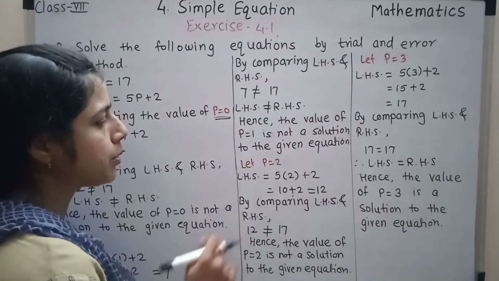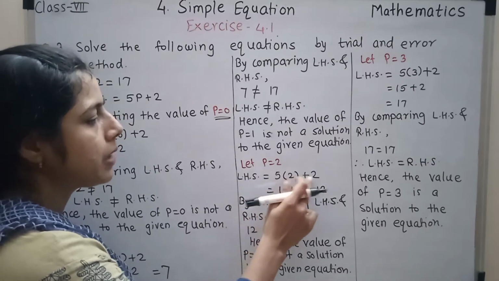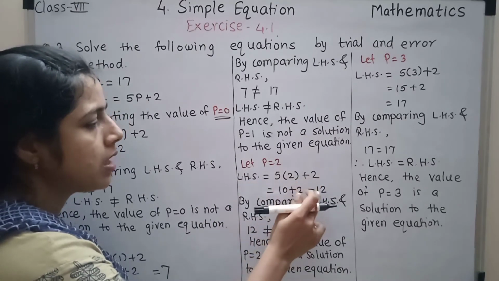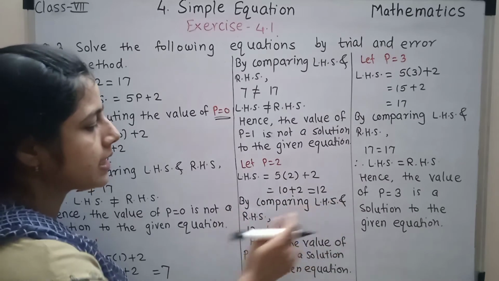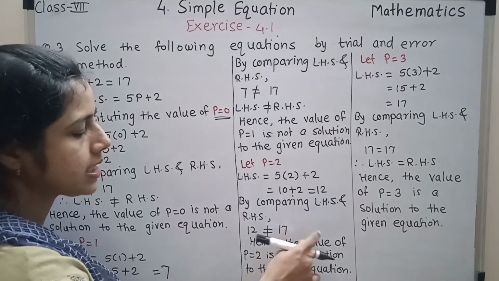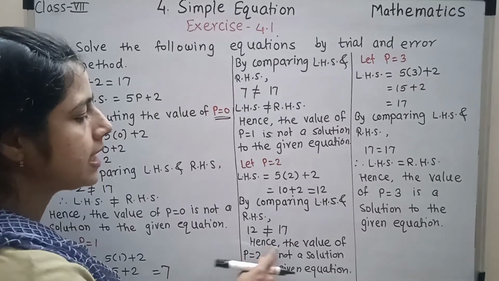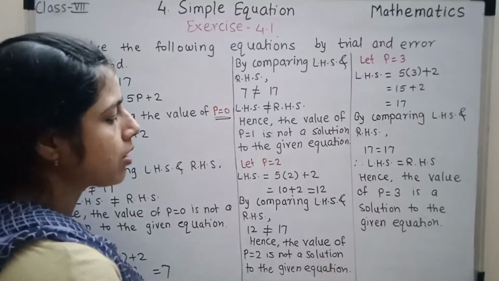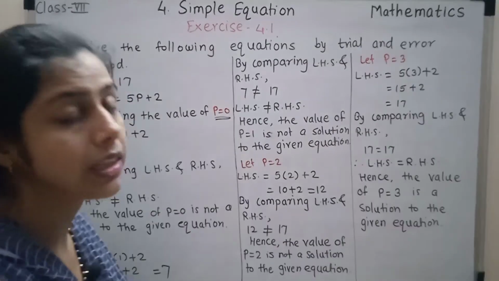So let p equal to 2. LHS क्या होगा, 5 into 2 plus 2. 5 2 is what, 10 plus 2 is 12. So again by comparing the LHS and the RHS, 12 is not equal to 17. So LHS is not equal to RHS, and hence the value of p equal to 2 is not a solution of the given equation.